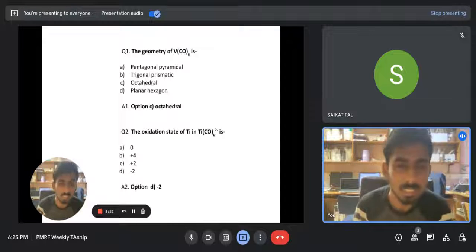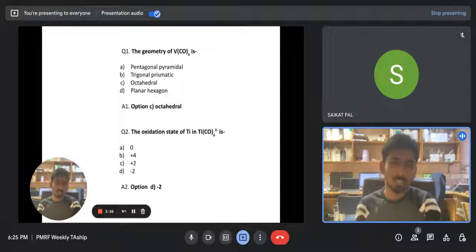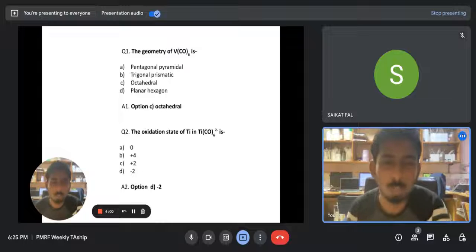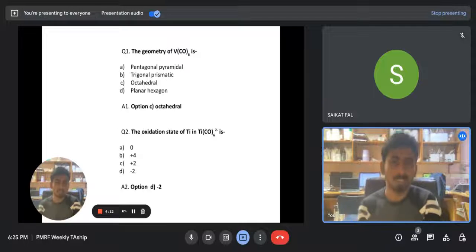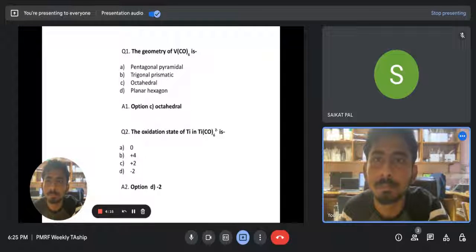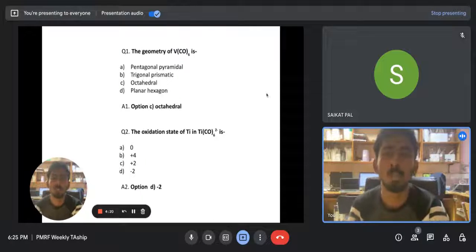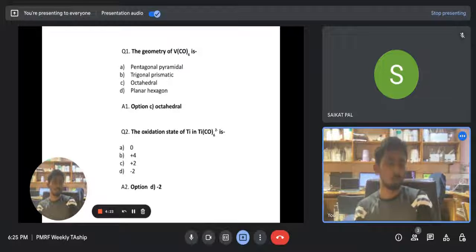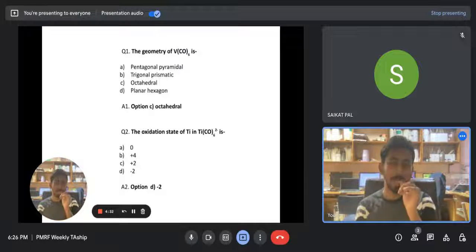The second question is regarding the oxidation state of titanium in [Ti(CO)6]2-. The options are 0, plus 4, plus 2, or minus 2. Titanium is a d2 system, and with 2 electrons more, it becomes d4. Six CO molecules are there, so 6 CO will be delivering 12 electrons. So 12 plus 2 negative charge, that is 2, plus 4 electrons from titanium. The total number of valence electrons in this case is 18.